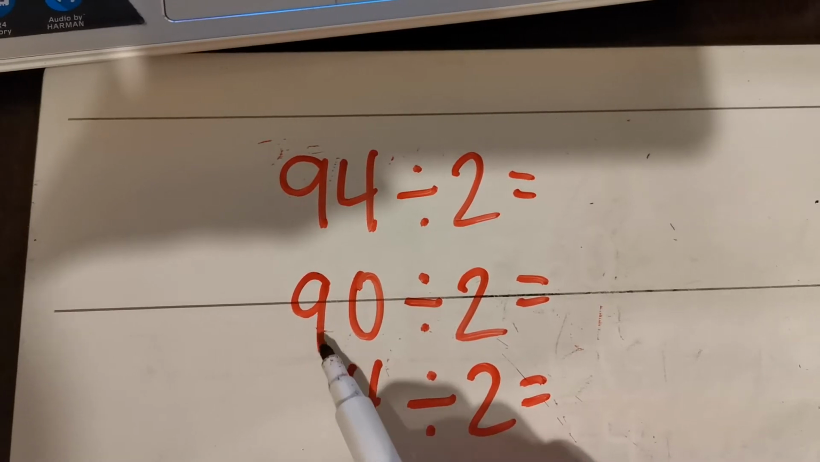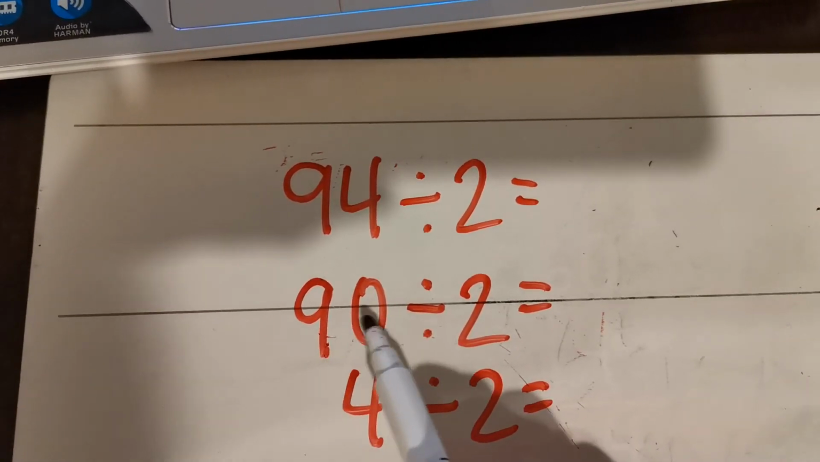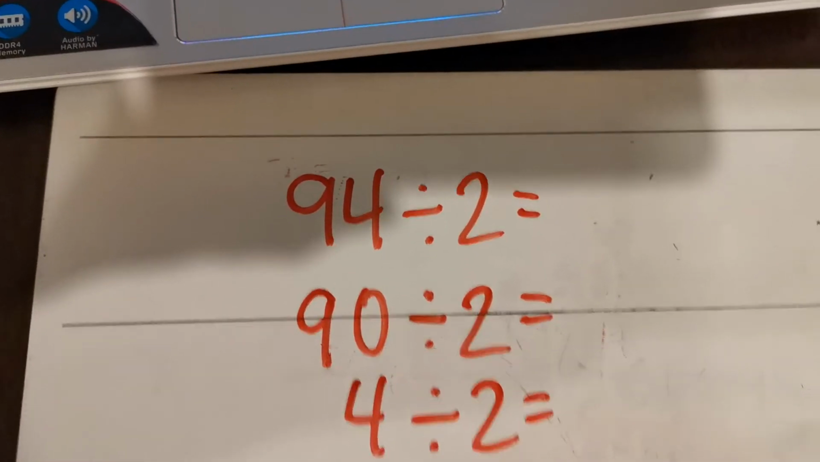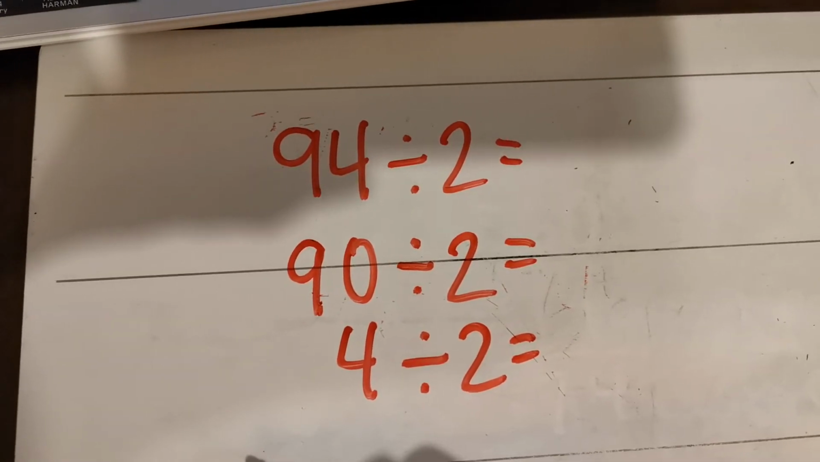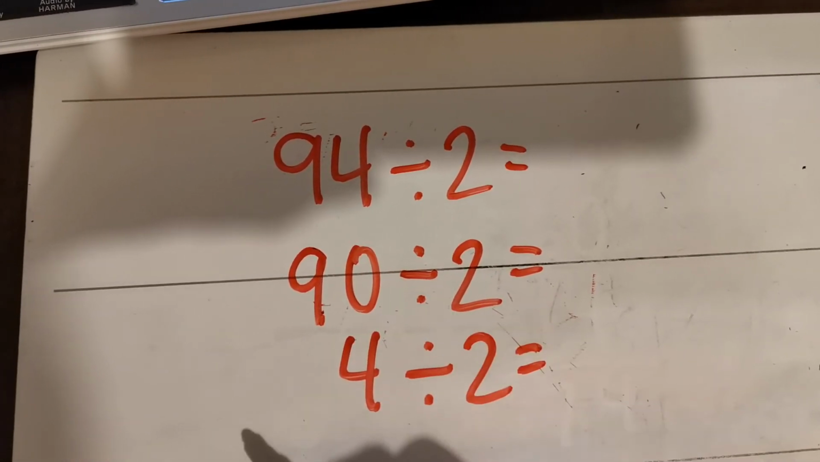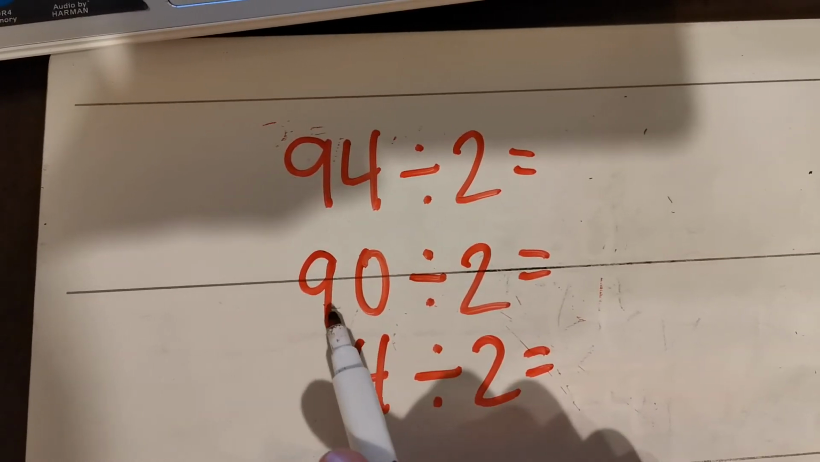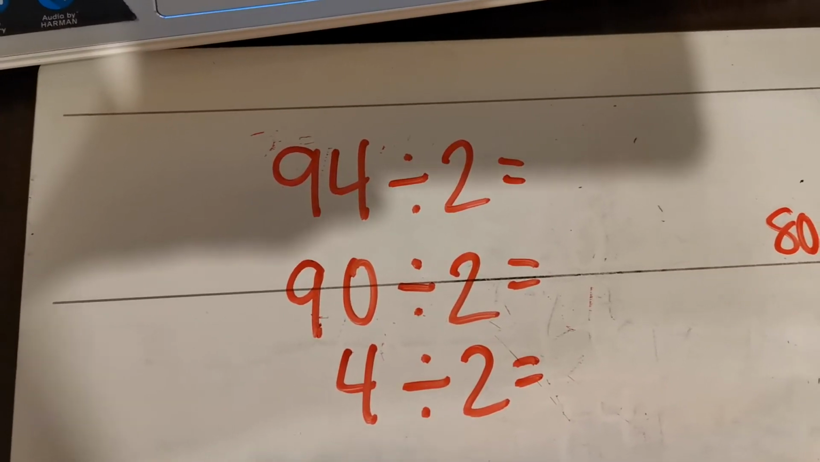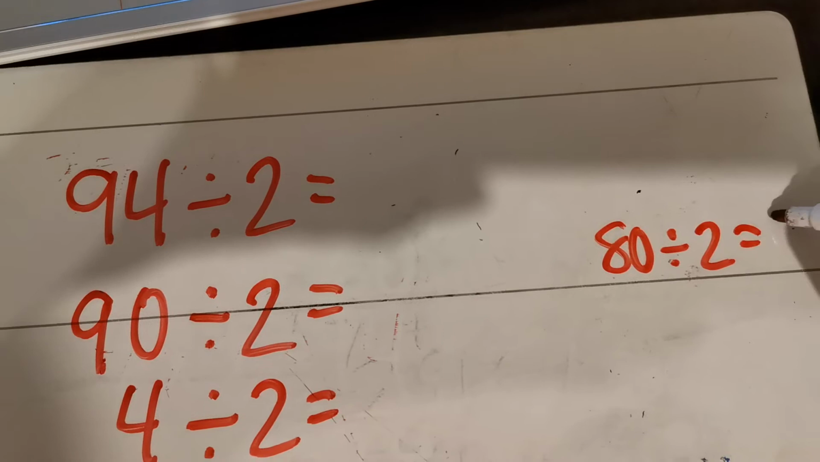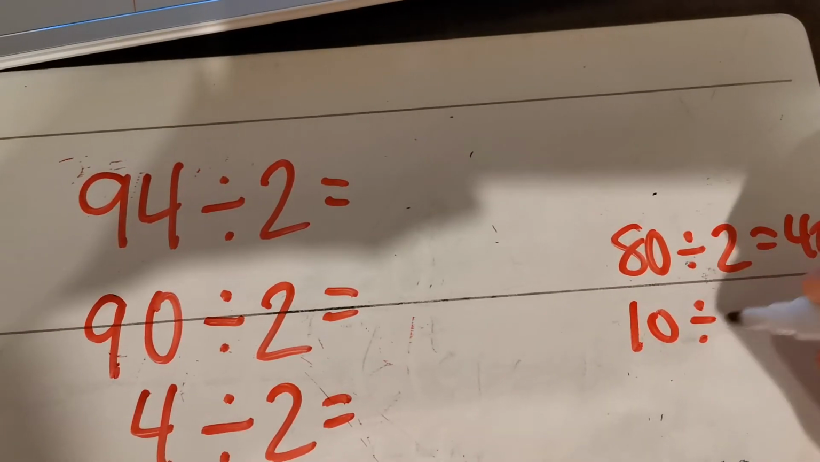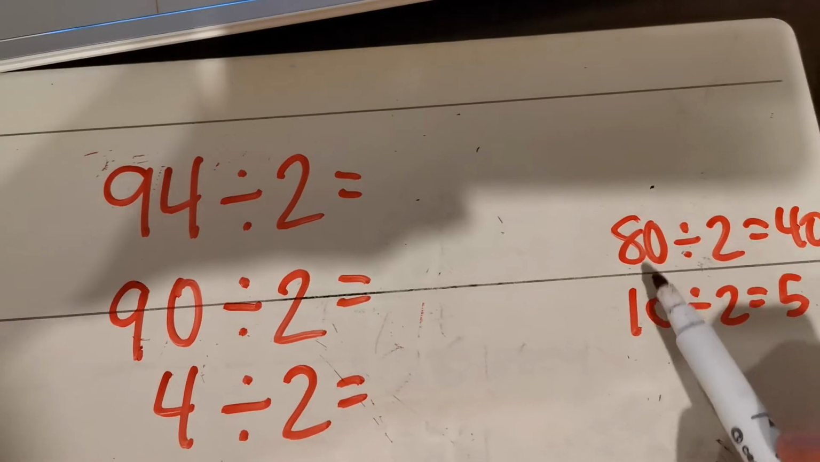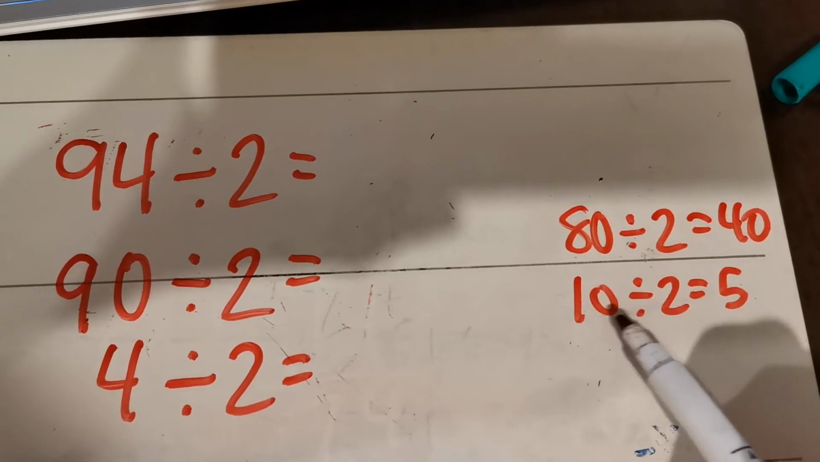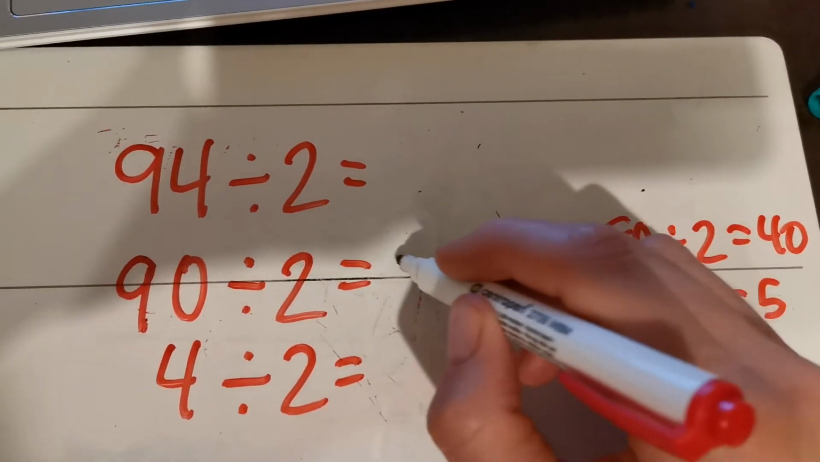Let's see. I would do 80. So 80's 10 less than 90. 80 divided by 2 is 40. So 90 divided by 2 has to be 45 because 100 divided by 2 would be 50. So it has to be right in the middle. You can look at it as 80 divided by 2 equals 40 and 10 divided by 2 equals 5. So 80 and 10, that's our 90. So half of 80 is 40, and then half of that 10 is 5, so 45.